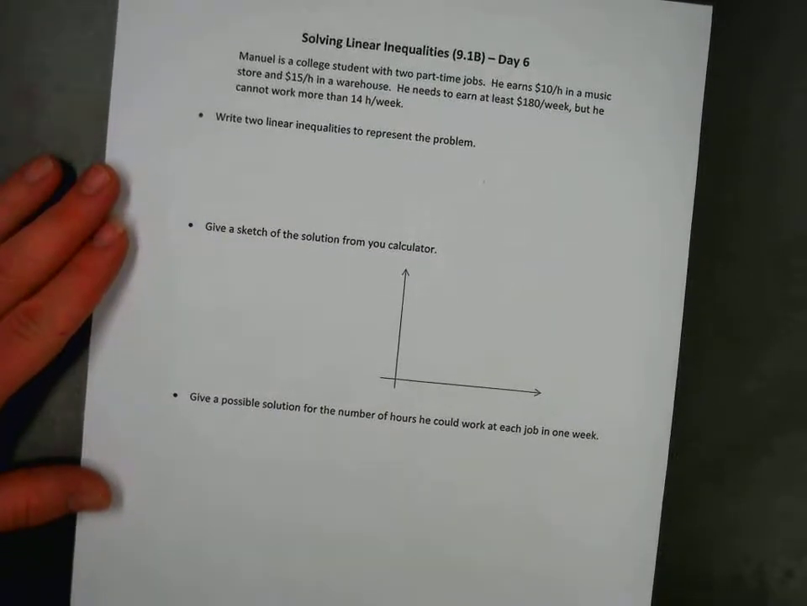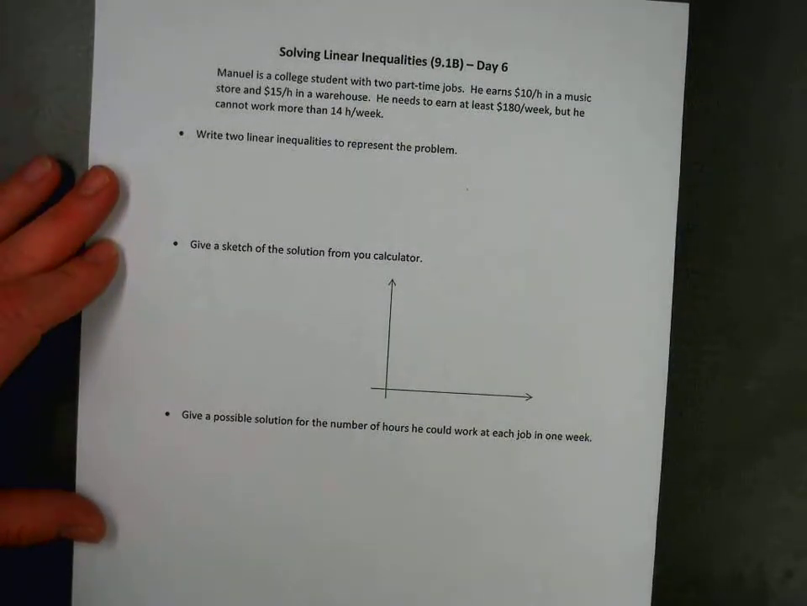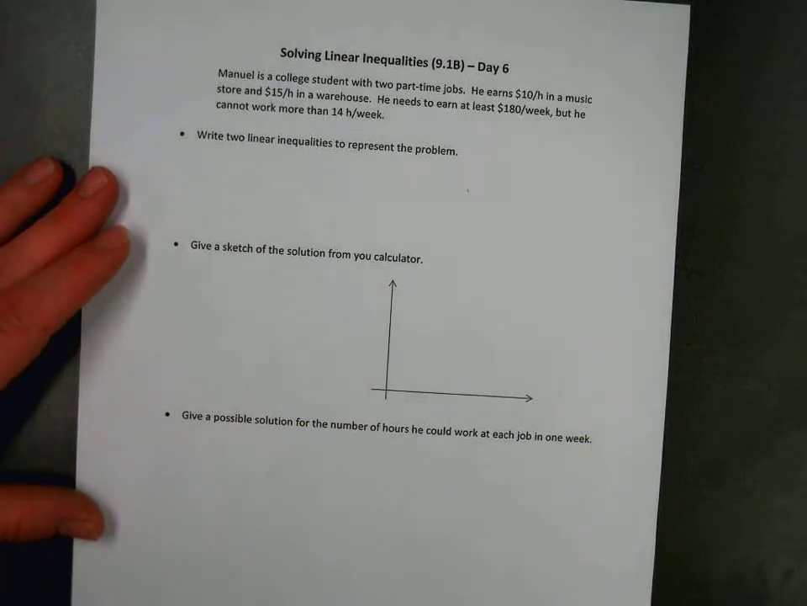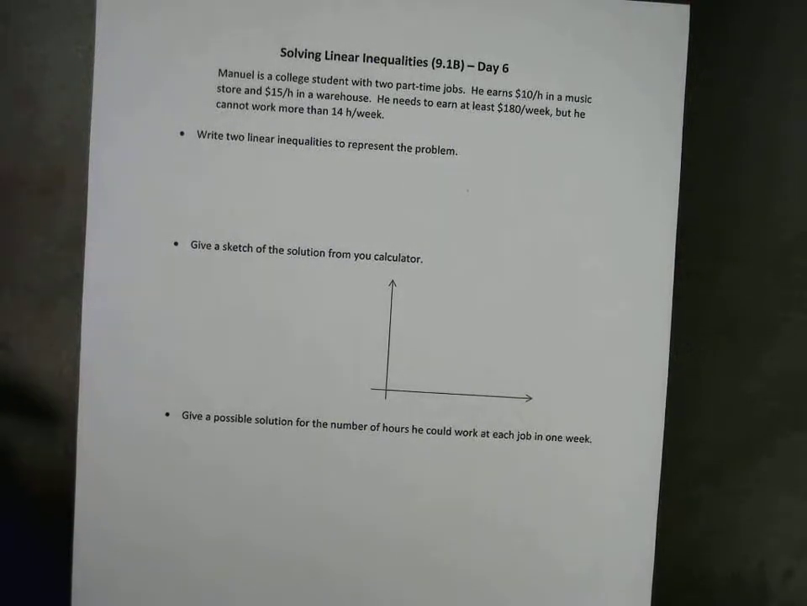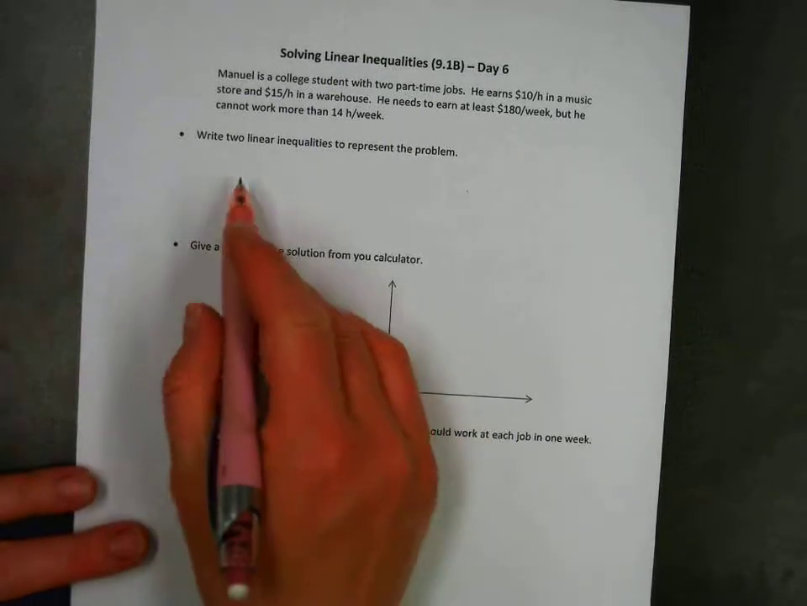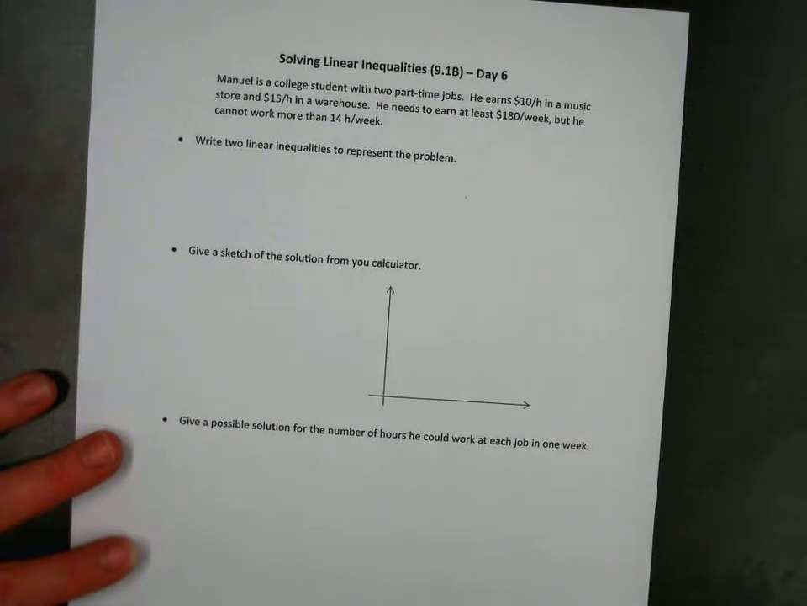Problem solving with linear inequalities. Given the problem, Manuel is a college student with 2 part-time jobs. He earns $10 per hour in a music store and $15 per hour in a warehouse. He needs to earn at least $180 per week, but he cannot work more than 14 hours per week. So what we want to do is set up 2 linear inequalities to represent this problem.